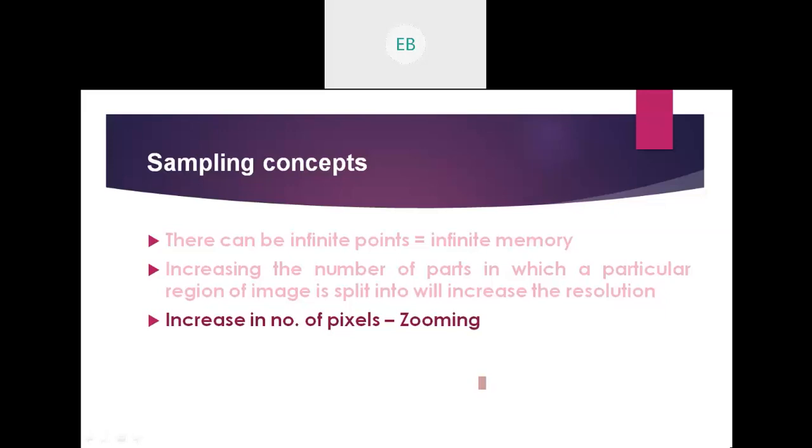Why do we use sampling? Because it determines the spatial resolution of the digitized image, or the digital image. When I'm talking about spatial resolution, what is spatial resolution? Anyone? Any idea about what spatial resolution is?